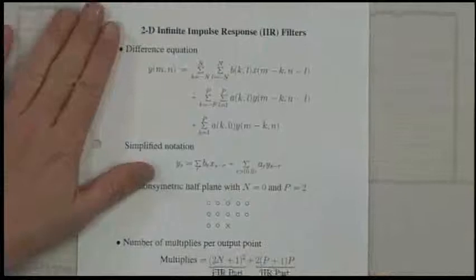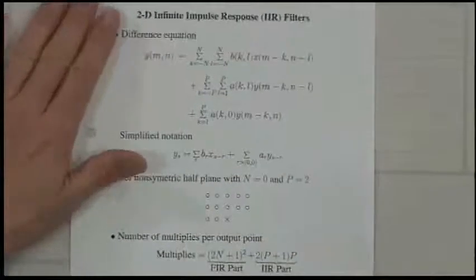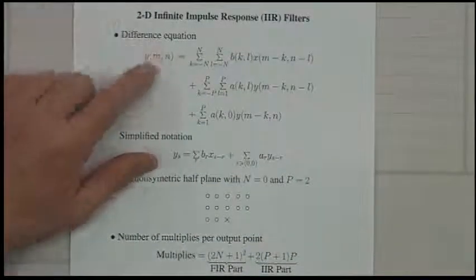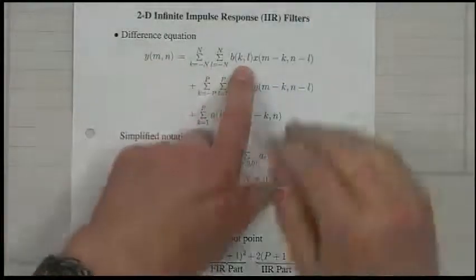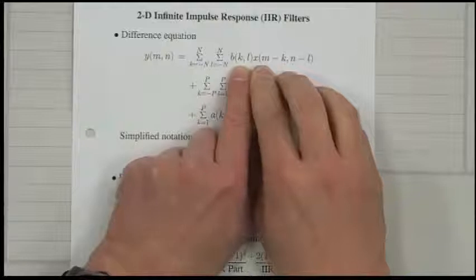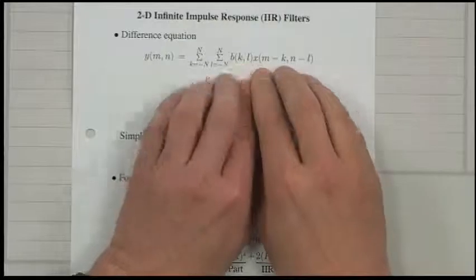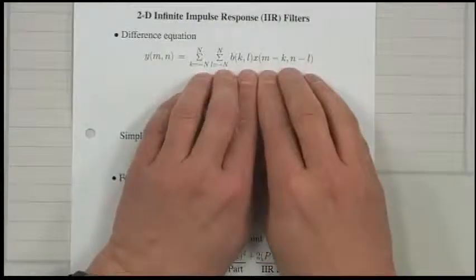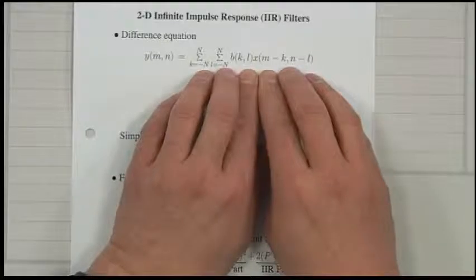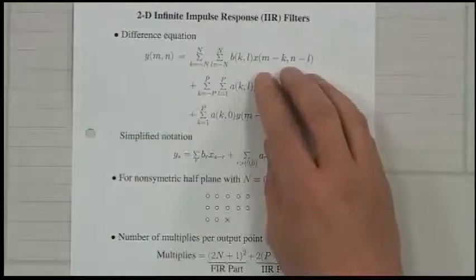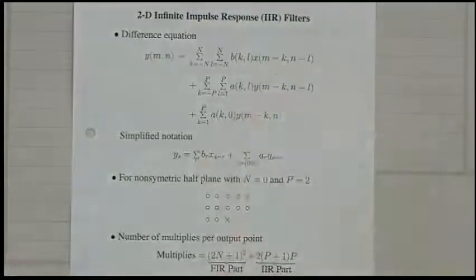Okay, so the general form of an IIR filter is that the output depends upon an FIR part where it depends on a window of points in space that can include both the past and the future. Now, what do I mean by the past and the future in an image?